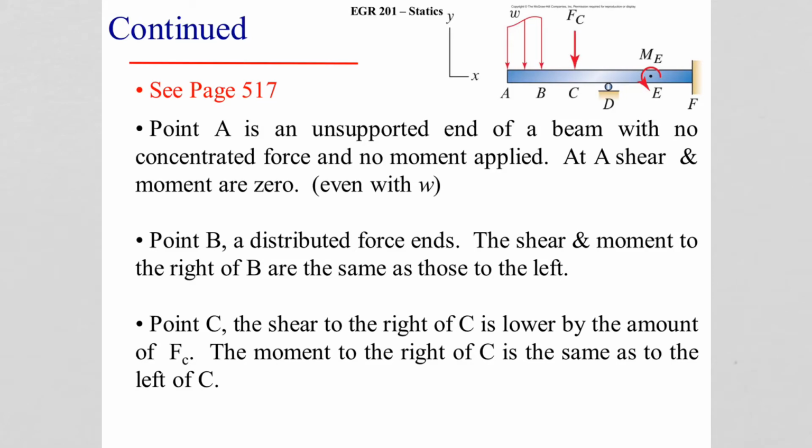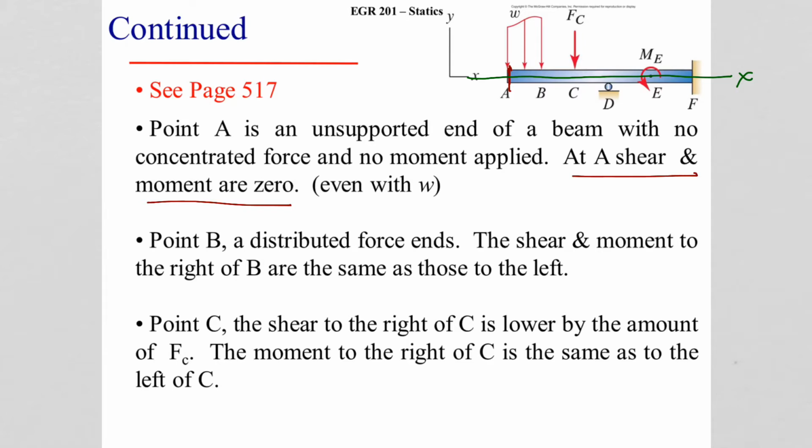The next rule we have is that if point A is an unsupported end, like a cantilever beam, with no concentrated force and no applied moment, as shown in this example, you can have a distributed load on it, and at that location, we know the shear and the moment both will be equal to 0. Okay, if I take a small slice here, infinitesimally small, our shear will be 0 and our moment will be 0.